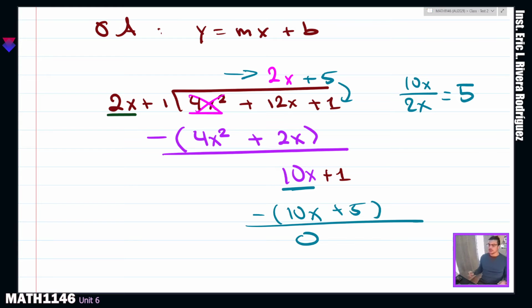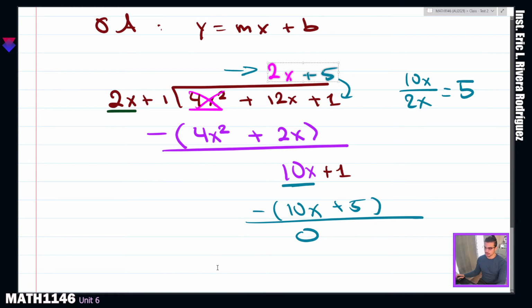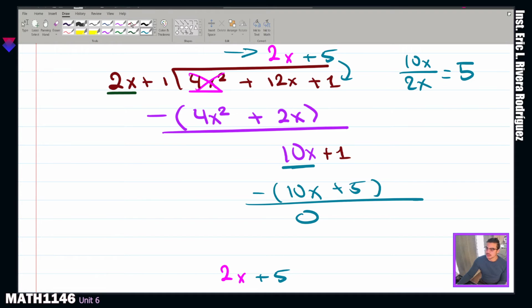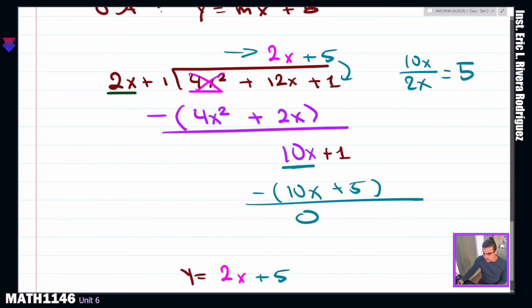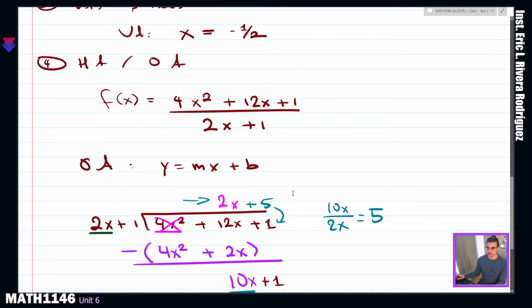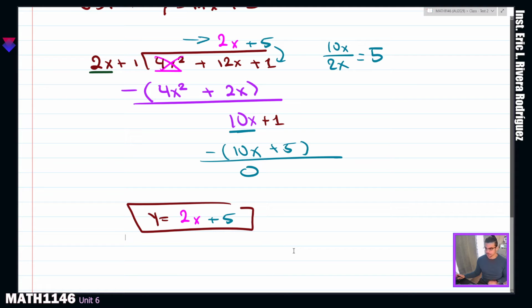So that's how we do long division. And what we want to take from the long division is the quotient. So this linear equation that we have here, the oblique asymptote equation, is 2x plus 5. So that's number 4. Any questions so far?